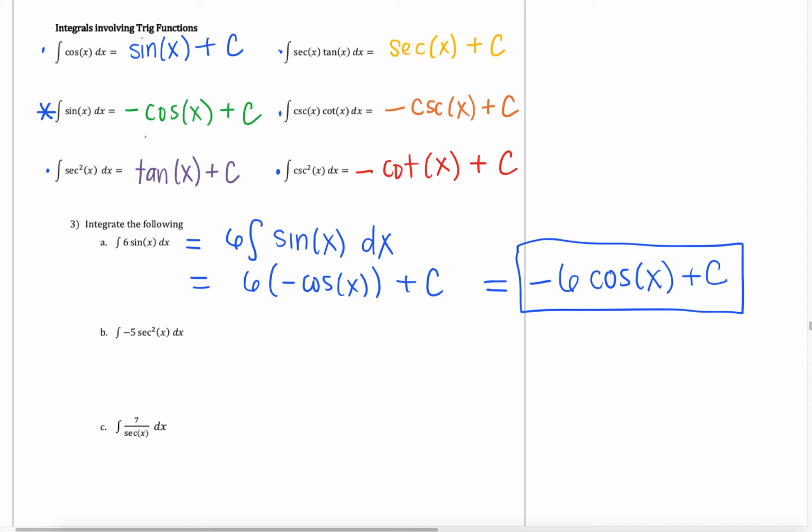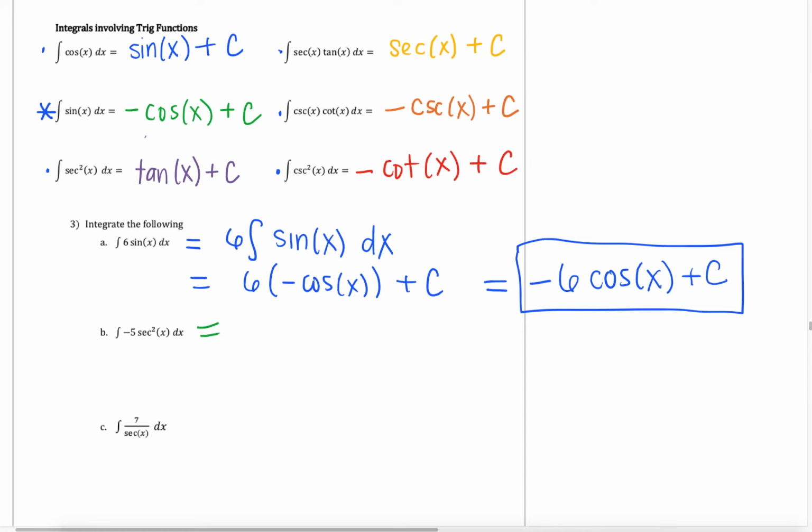Okay. Let's look at our next example. We have the integral of negative 5 times secant squared of x dx. Why don't you guys pause the video here and rewrite this and then decide if this is a basic integral or if this will require a U-sub.